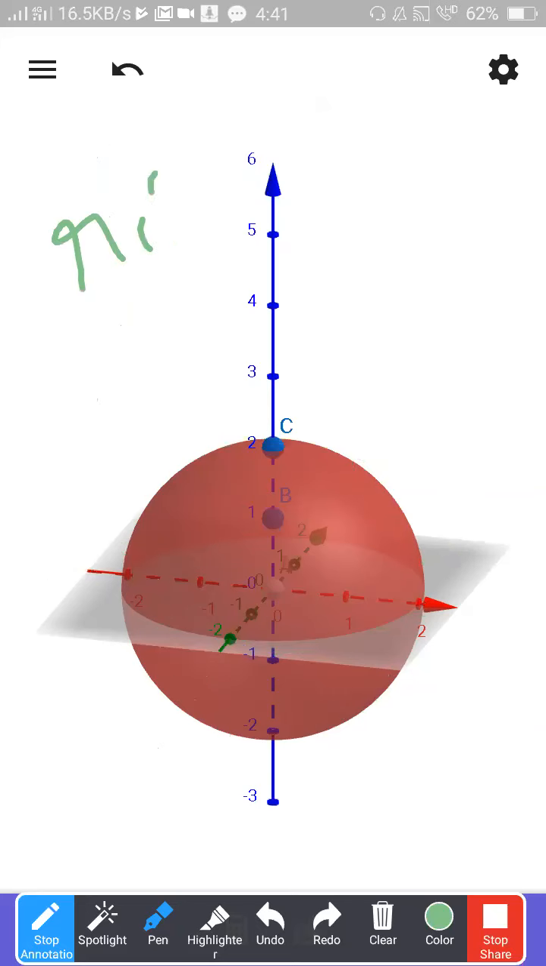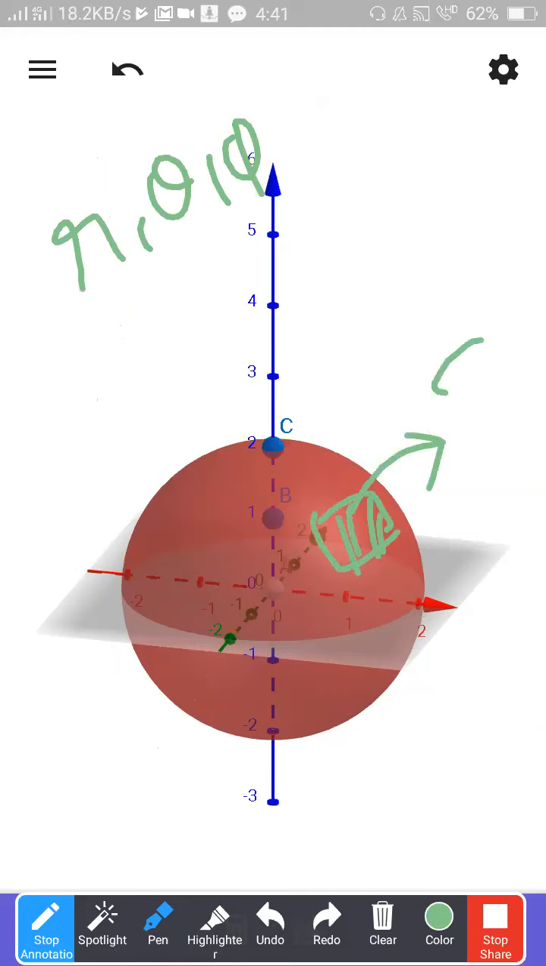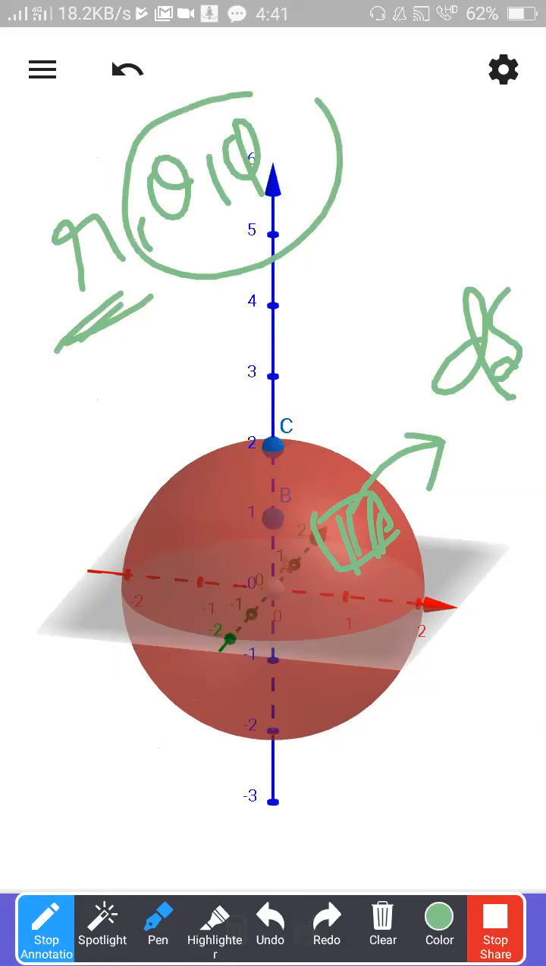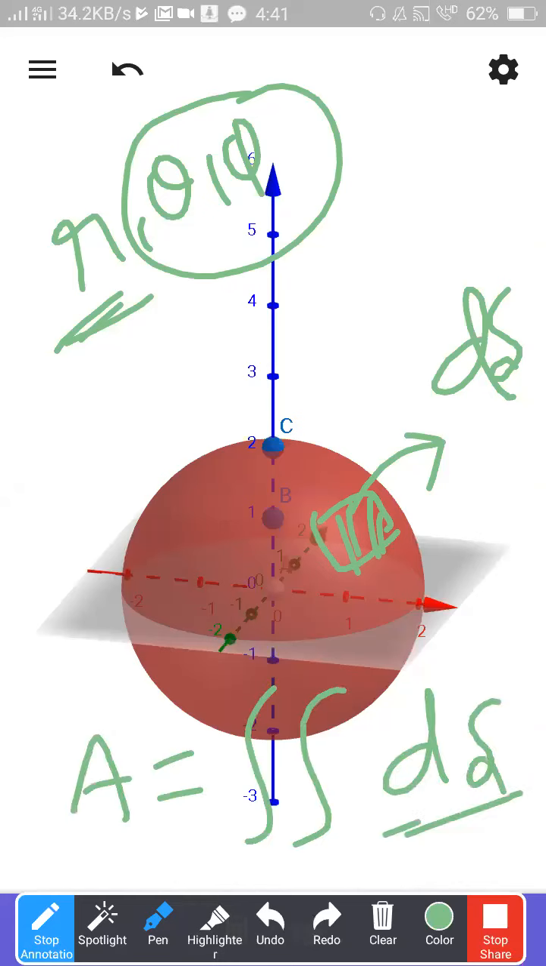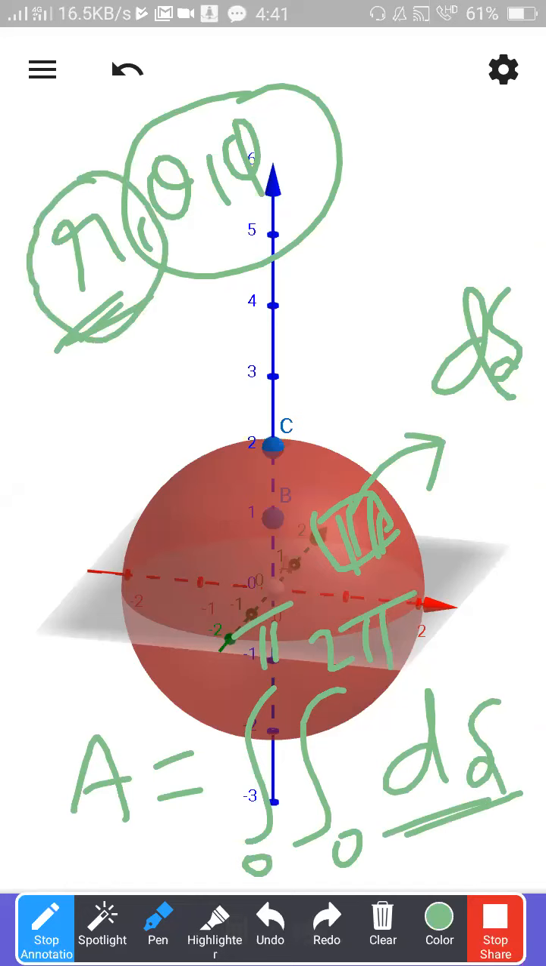So r, theta, phi. You take an elemental area dS. Anyway, you know r is constant and these two are variable. So area is equal to the integration of dS. Again, we should know what dS is in this case; we'll explain that later. But what will be the final answer? Theta limit is 0 to pi, phi limit is from 0 to 2 pi. If I have the radius capital R, what will be the final answer?